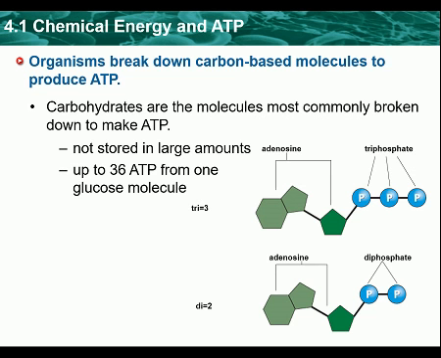The number of ATP molecules that can be made from the breakdown of food is related to the number of calories in the food, but not directly. The number of ATP molecules produced depends on the type of molecule that is broken down: carbohydrate, lipid, or protein. Carbohydrates are not stored in large amounts in your body, but they are the molecules most commonly broken down to make ATP. The breakdown of a simple sugar like glucose yields about 36 molecules of ATP.